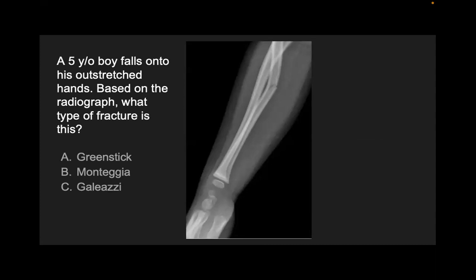Green stick fracture. Why is it a green stick on one cortex and not the other, right?